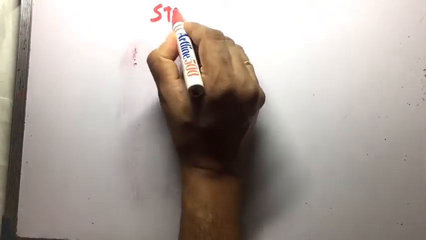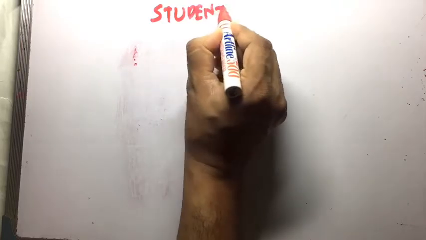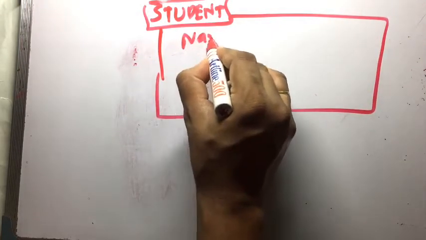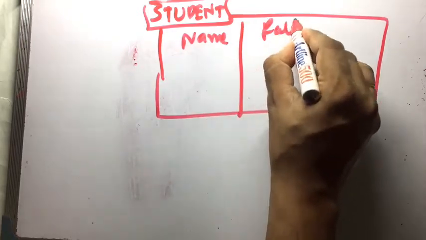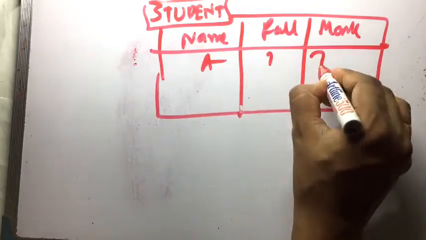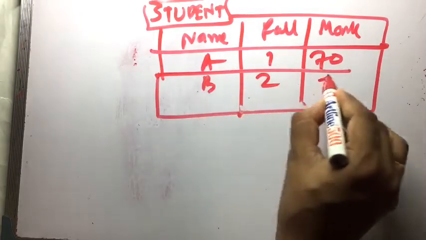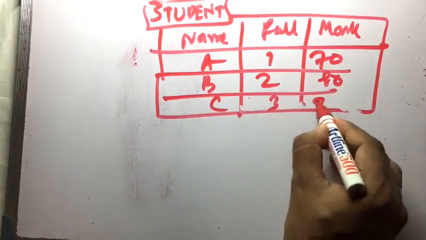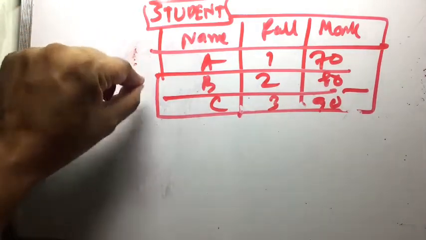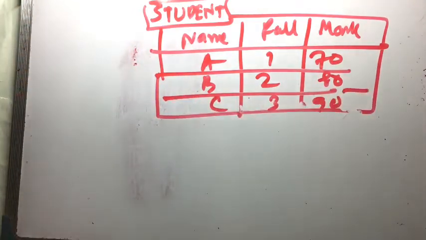For example, the name of the table is student. It consists of name, roll, and marks. Suppose these are the attributes: A 170, B 280, C 390. These are the rows of information, that is tuples: tuple 1, tuple 2, tuple 3. That is each row.